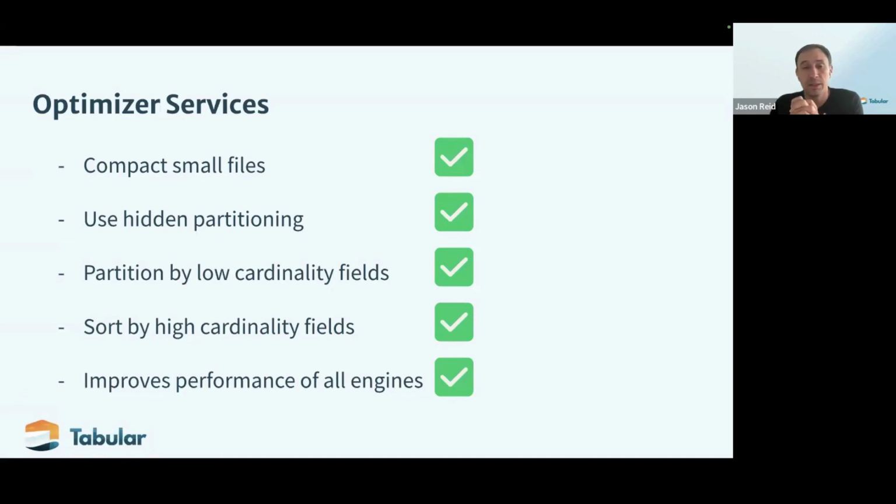Even choosing the right compression codecs, which I don't mention here, is something that we do automatically. So, should it be Z standard? Should it be gzip? Should it be snappy? And the reality is, it depends. Every data set is different. Every data set responds differently to different compression codecs. And our system is smart enough to choose the best one on a table by table basis.